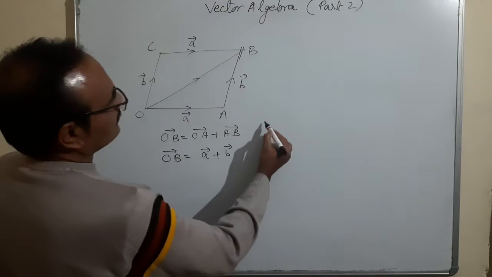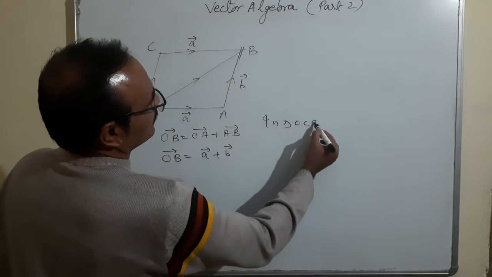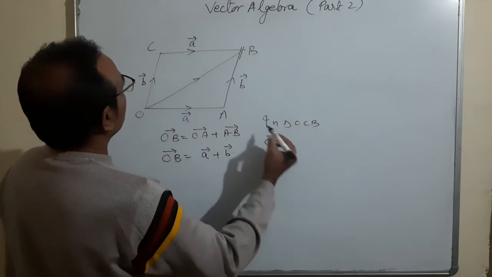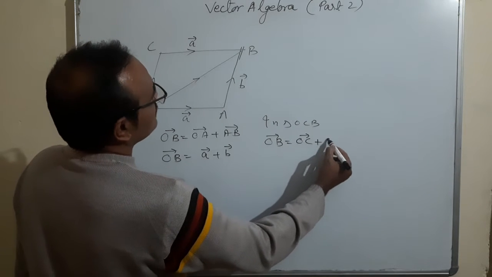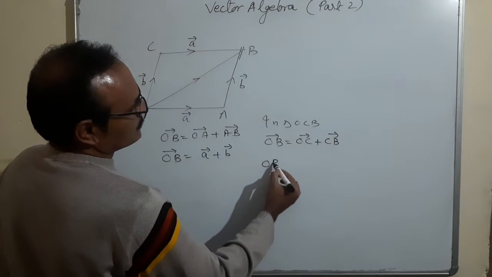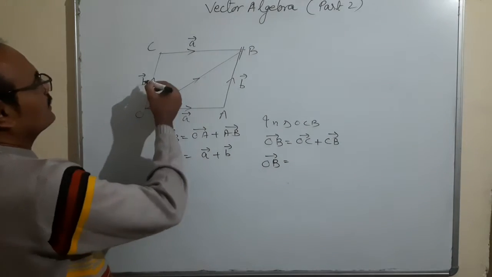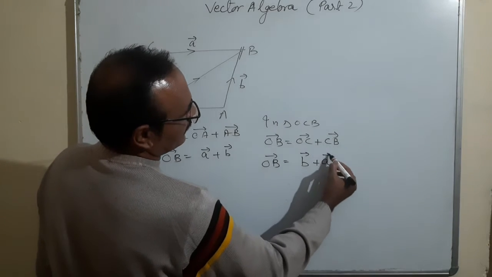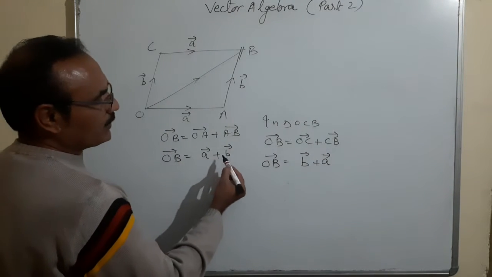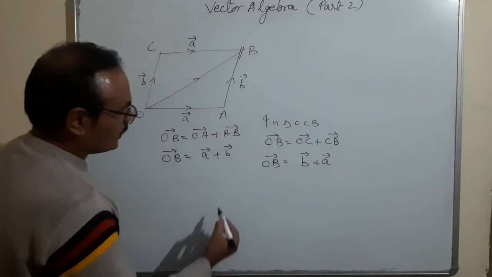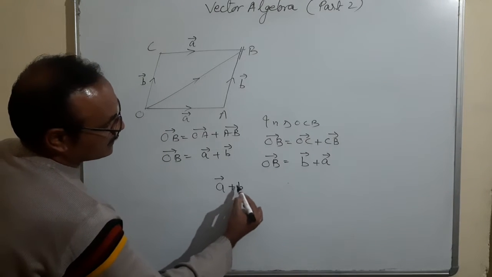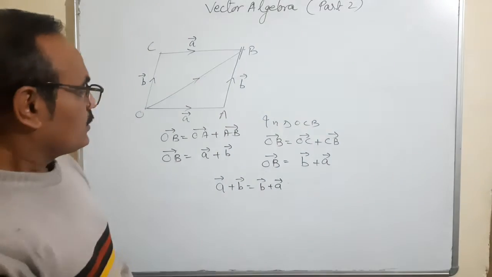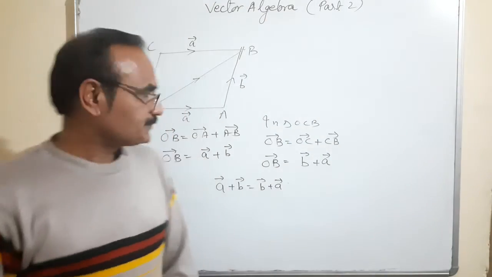If I write in triangle OCB, OB is equal to OC plus CB. So OB is equal to OC, that is vector b, plus CB, that is vector a. So vector OB is equal to a plus b, and vector OB is equal to b plus a. What does it mean? a plus b is equal to b plus a. Actually, this is the commutative law also, so it holds the commutative law.